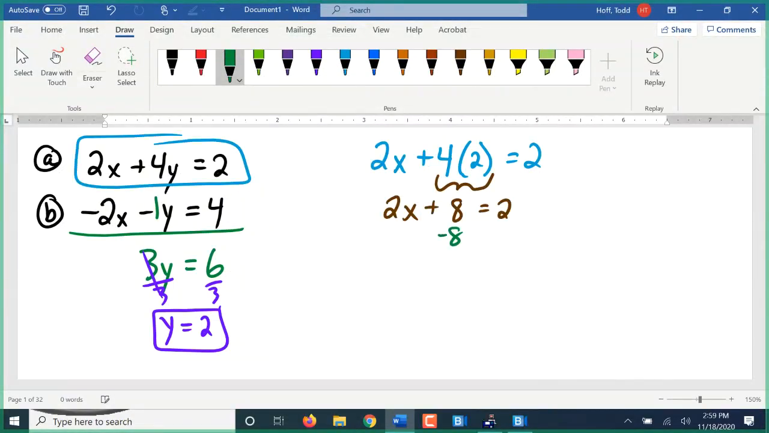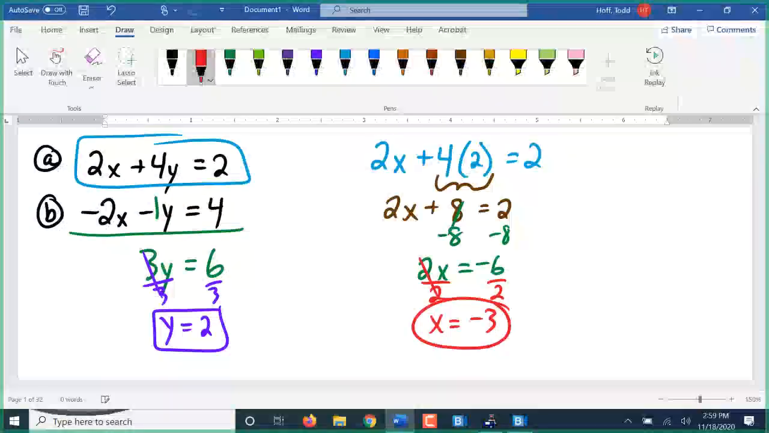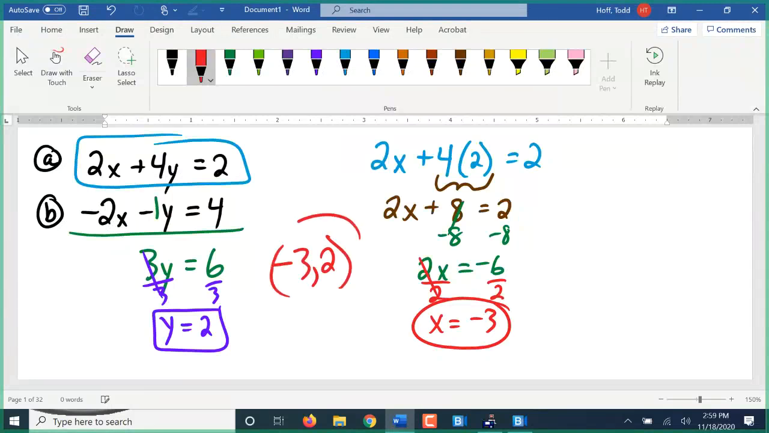And now it's just an equation to solve. I'll subtract 8. 2x equals 2 minus 8, which is a negative 6. And I divide by 2. X equals negative 3. So our solution is x is negative 3 when y is 2 is the solution to that system of equations.